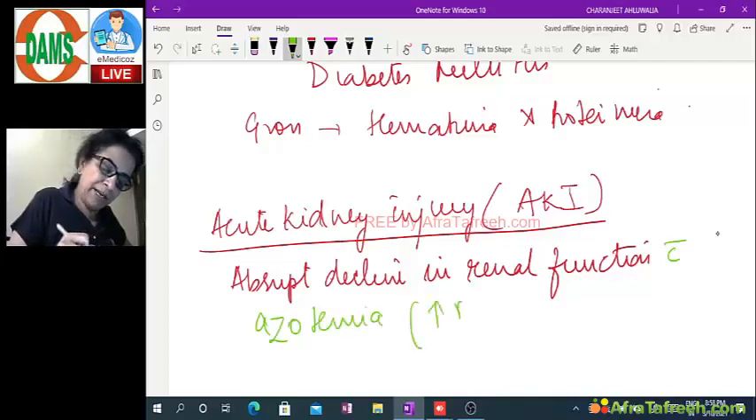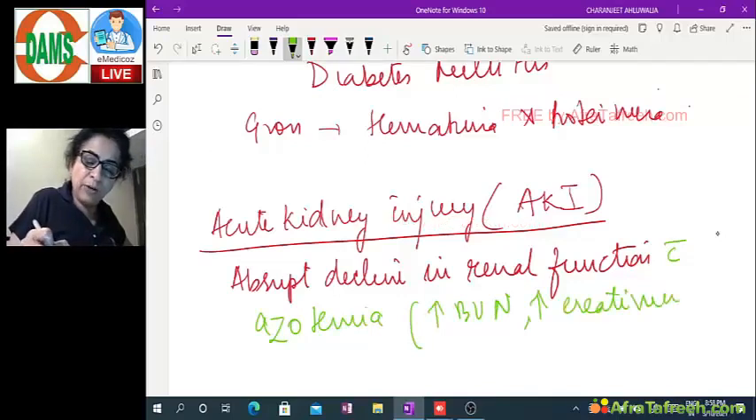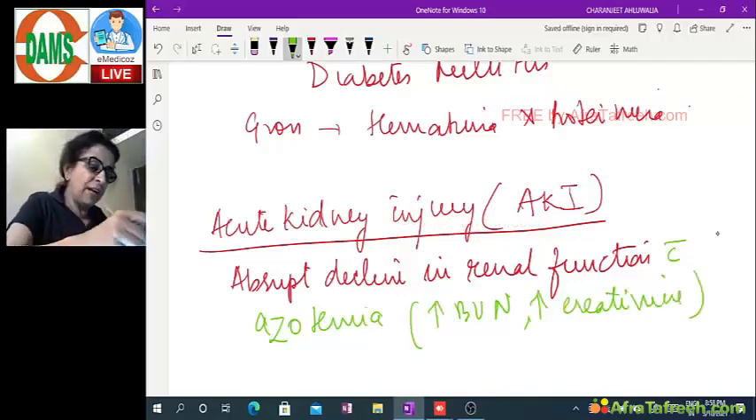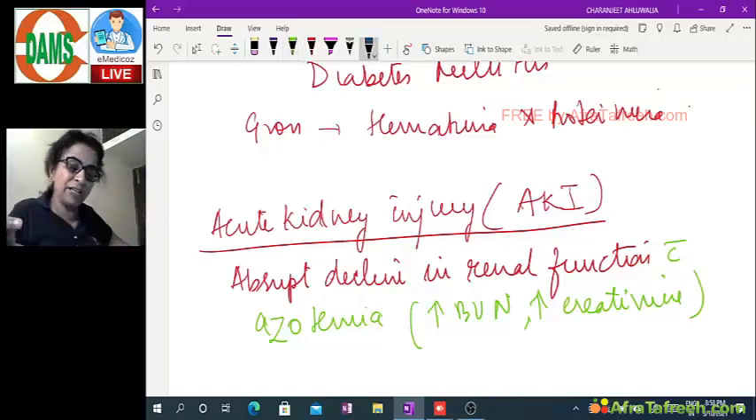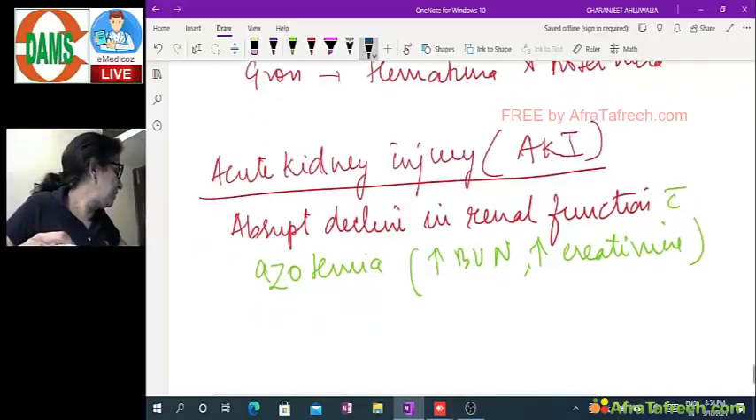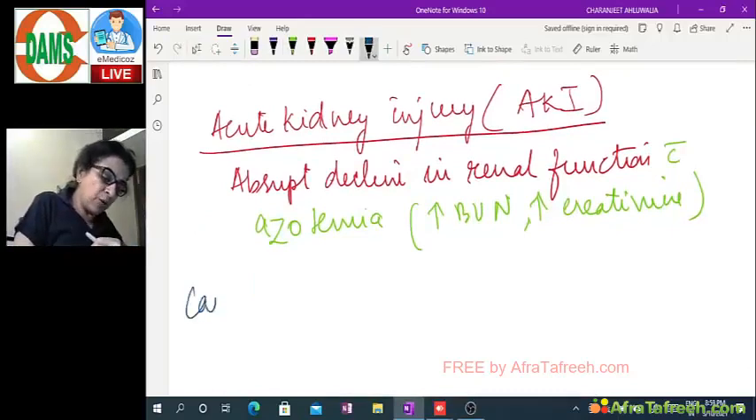So increased BUN, increased creatinine. So rapid, abrupt decline in renal function. And how do you know the renal function has declined? The patient has developed increased BUN and creatinine. Okay, what are the causes of acute kidney injury?